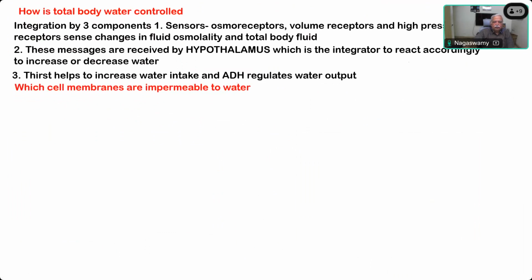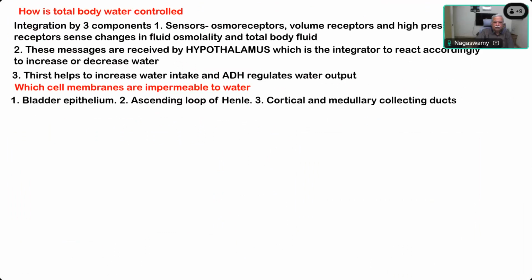Which cell membranes are impermeable to water? Cells with tight junctions, the membranes lining some organs in our body; they don't allow water to permeate. Astrocytes and the blood-brain barrier, bladder epithelium, the ascending loop of Henle, and the cortical and medullary collecting ducts. These are the things that are impermeable to water.